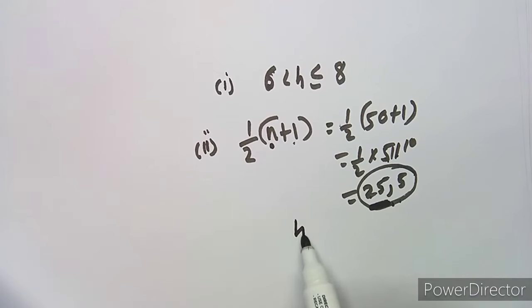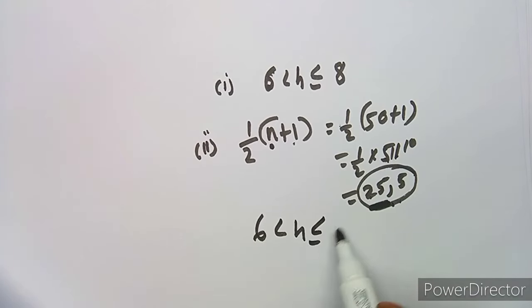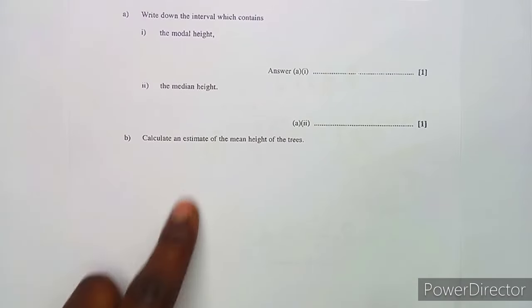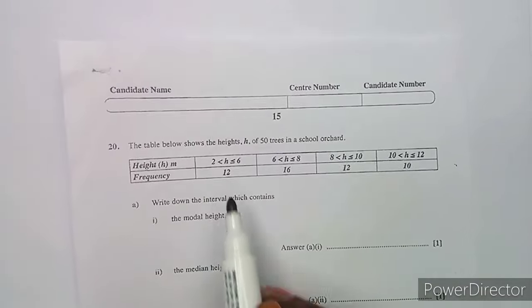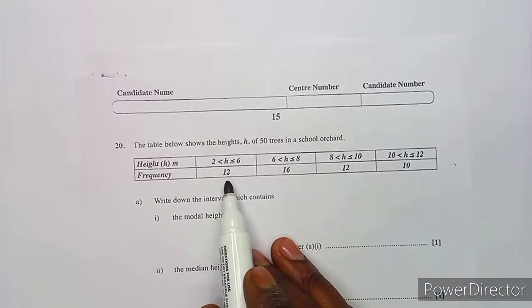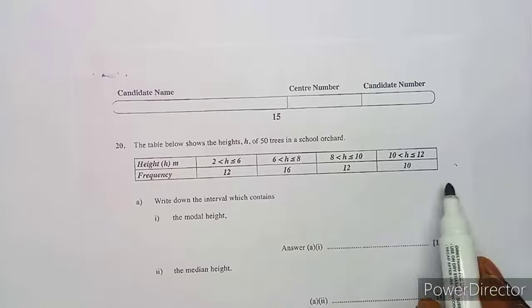Our median height is going to be h is greater than 6 and less than or equal to 8, just like what we did on the model. Then calculate an estimate of the mean height of the trees. Remember, the estimate of the mean is class center times frequency. You add class center times frequency, class center times frequency throughout.